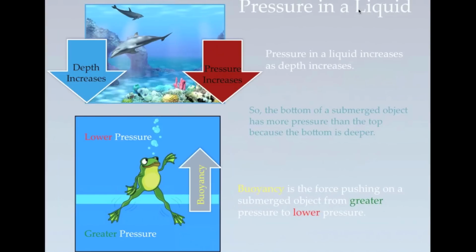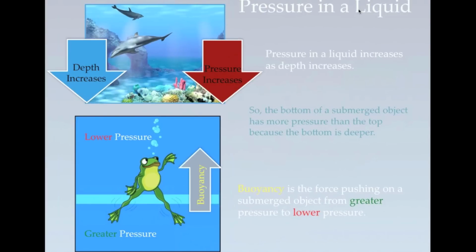But if you submerge yourself completely and start to go deeper into some liquid like water, you'll feel yourself being pushed upwards. And this force that's pushing you upwards is called buoyancy. And buoyancy, the pushing upwards of something that's submerged in a liquid, happens because as depth in a liquid increases, the pressure increases. And so what you get is greater and greater pressure the lower you go and the deeper you go into a liquid.